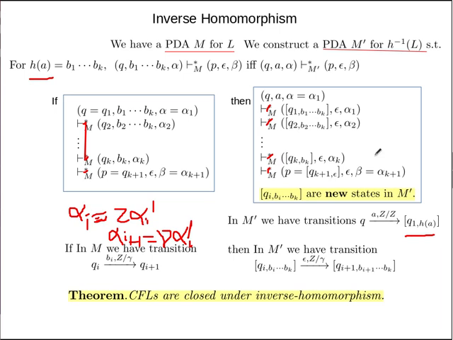States are defined, stack symbols are what? Stack symbols will be the same. So the stack symbols here are the same as the stack symbols here. And the Z0 here will be the Z0 here, the Q0 here will be the Q0 here, right? So everything else will be the same. Only this transition function and these extra states you should take care of. And this proves that CFLs are closed under inverse homomorphism, right?